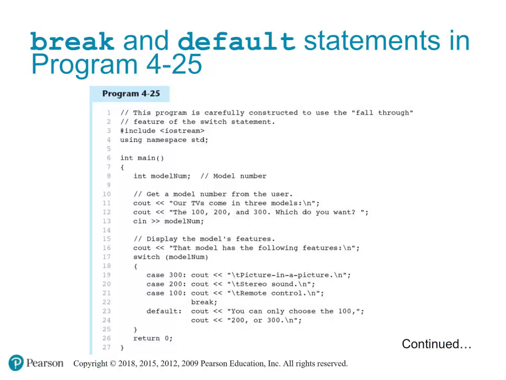valid options. So the absence of break statements allows for the fall-through feature, where features accumulate as you go from a higher model number to a lower one. So this example shows how to use the fall-through feature effectively to accumulate features based on the model number entered.